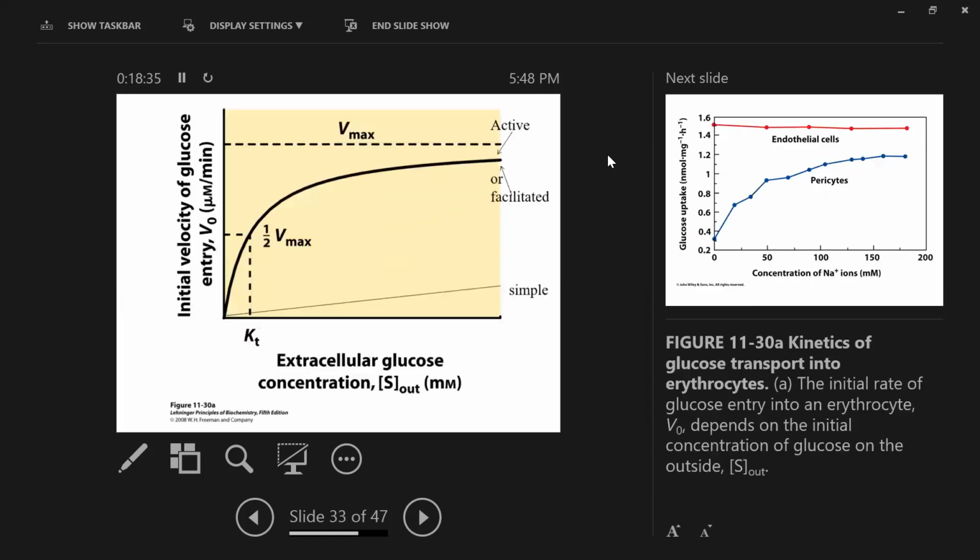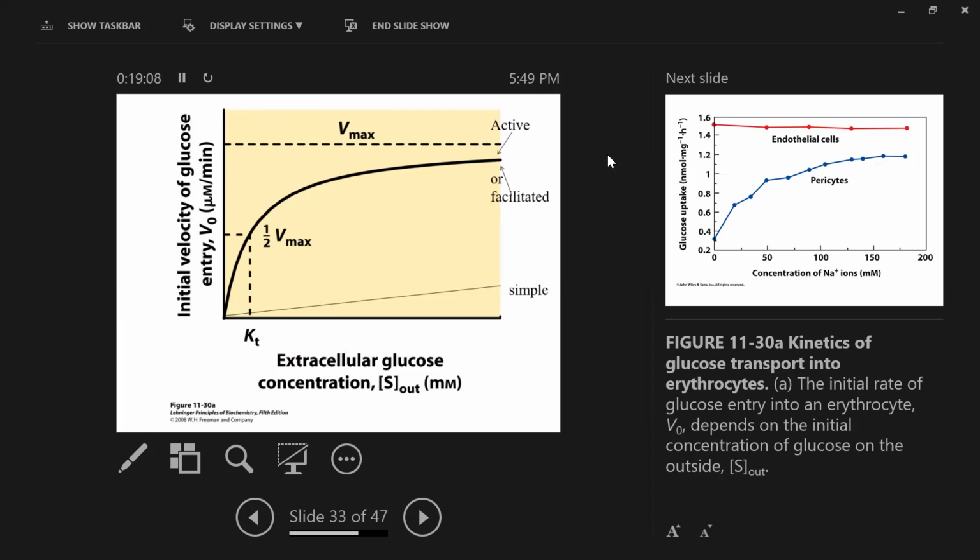Now I have added a little line here. This would represent simple transport or diffusion, which doesn't require a transporter, so it doesn't require protein. So its rate is linear, but it will never approach the rate that you have for active or facilitated. Active or facilitated look the same on this type of graph, because it's only looking at velocity versus concentration of the molecule to be transported. It's not looking at free energy or energy required.